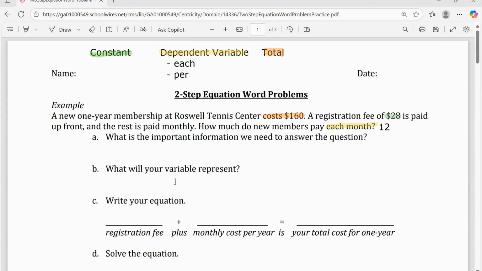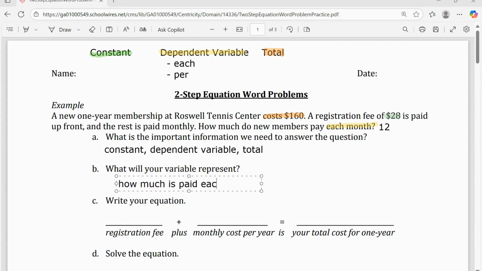For this first part, it says, what is the important information we need to answer the question? We need to know those three things: what is our constant, what's our dependent variable, and our total. For part B, it says, what will your variable represent? We already highlighted that part yellow. So our variable will be how much is paid per month.